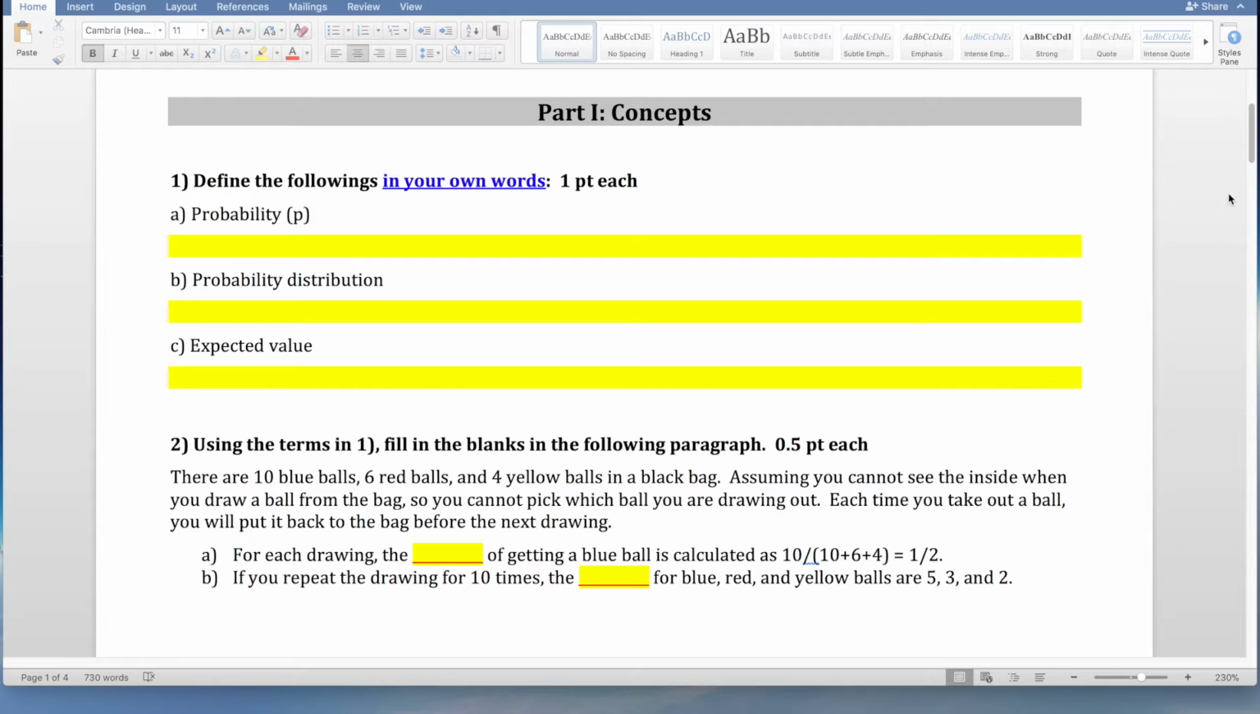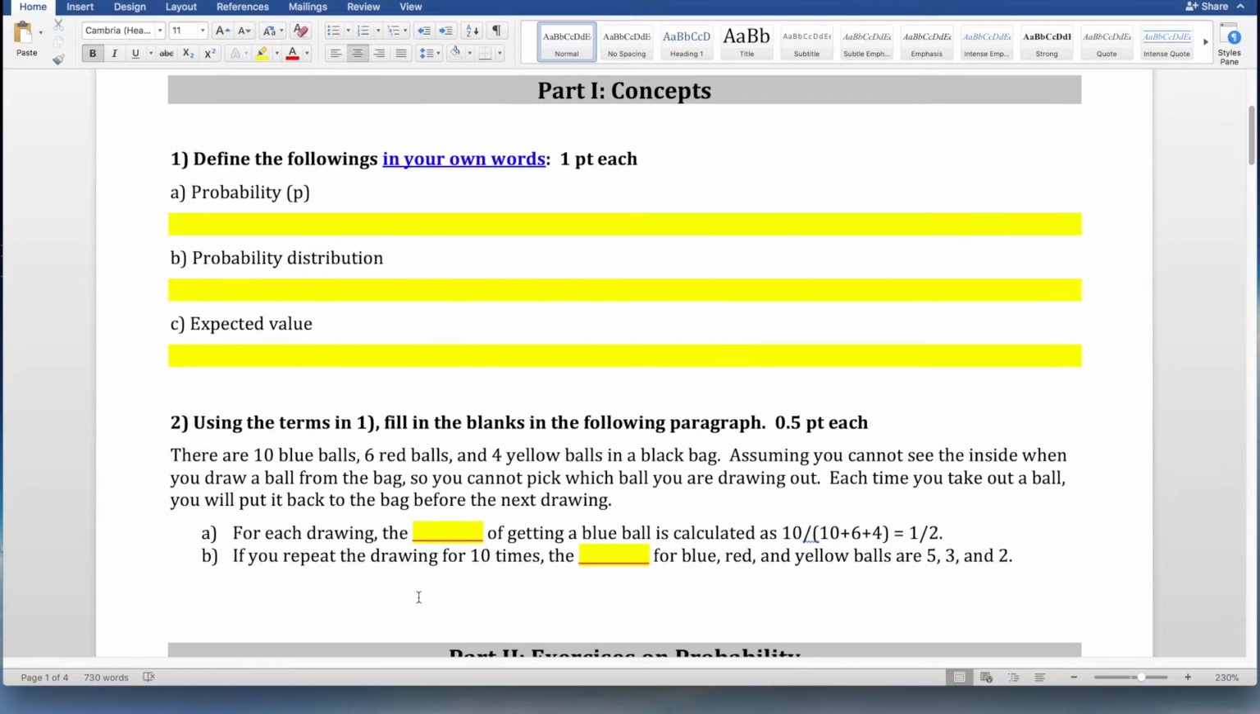So if we go back here, you'll just want to fill in your own words the definitions for these concepts. And then for question 2, it says, using the terms in number 1, fill in the blanks in the following paragraph. So that means these 3 terms will be used to fill in these 2 blank spots here. So you'll only be using 2 of the 3 terms.